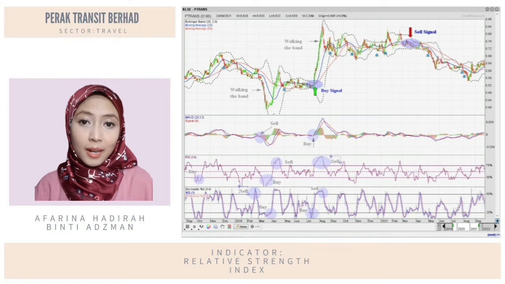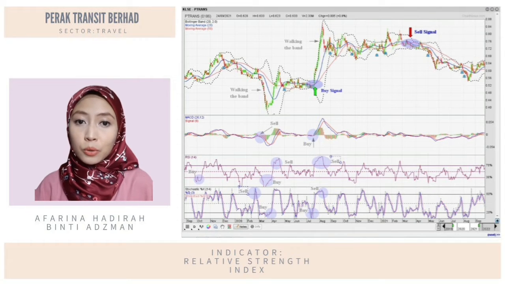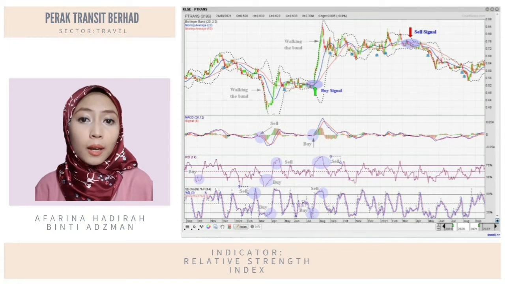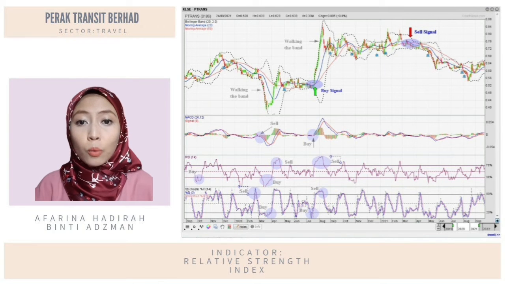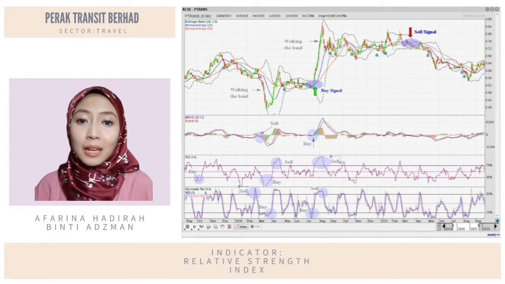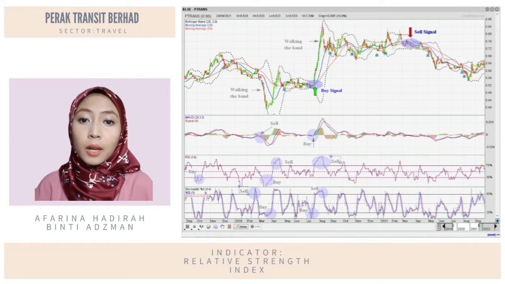Fourth indicator is RSI. The buy signal is seen in October 2019 and March 2020 when the RSI line enters the oversold area and crosses back above the 30 line, while the sell signal is seen in April 2020 and August 2020 when the RSI line enters the overbought area and crosses back below the 70 line.